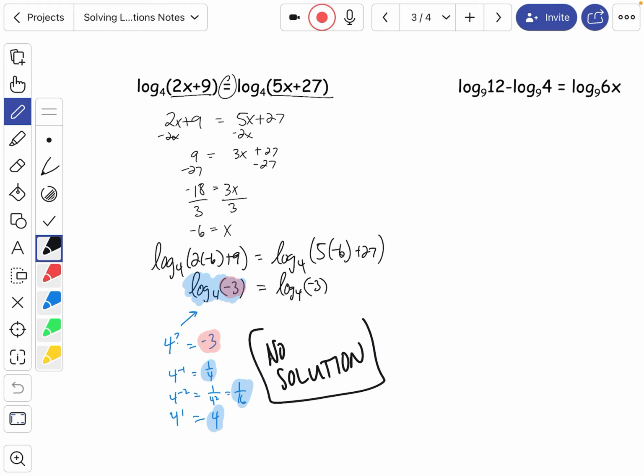So I know it may seem a little bit confusing because, when we plug it in, we get log base 4 of negative 3 equals log base 4 of negative 3, which is the same. But both of those expressions are not possible, so it would be considered no solution. Okay, so a little bit of a tricky one there. That's why we have to plug stuff in to check and see if we get log of a negative number.